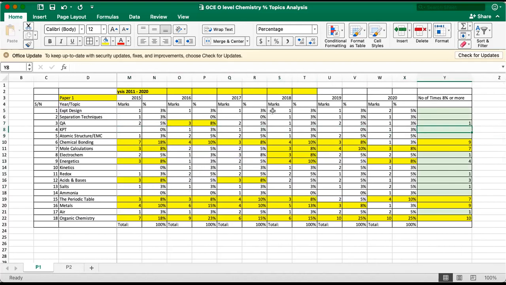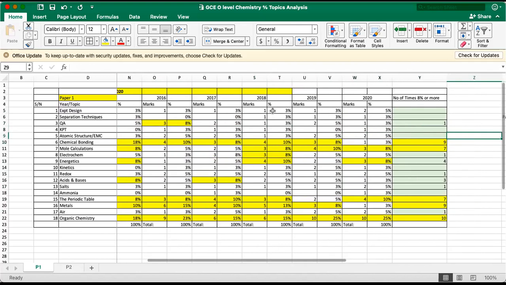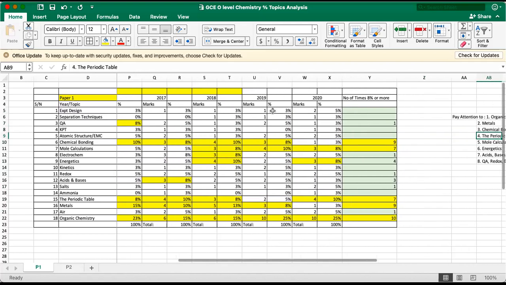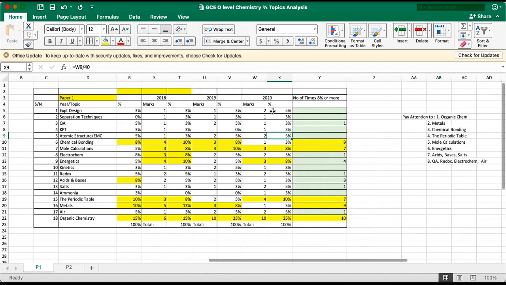Pretty much like those lower set topics, right? Like KPT, atomic structure, EMC, they are very lower set topics. So O level doesn't focus so much. They do ask, but not a high percentage. But it doesn't mean you don't study. These questions are supposed to be easy.